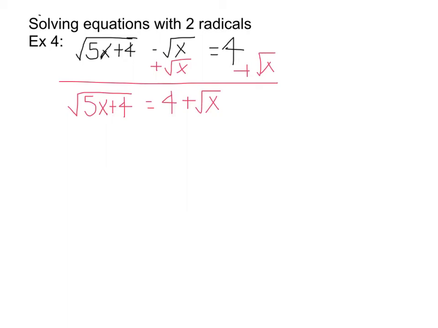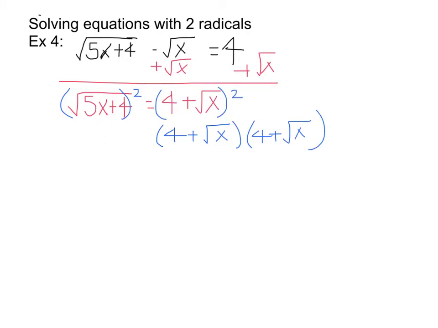So since it's a square root, to undo it, you square both sides. Again, that means you have to FOIL 4 plus the square root of x times 4 plus the square root of x. A lot of you guys are going to make the mistake and you'll just distribute that little 2, and that's going to be the wrong answer. 4 times 4 is 16. 4 times the square root of x is 4 square root of x. Again, another 4 square root of x. And then the square root of x times the square root of x is just x.